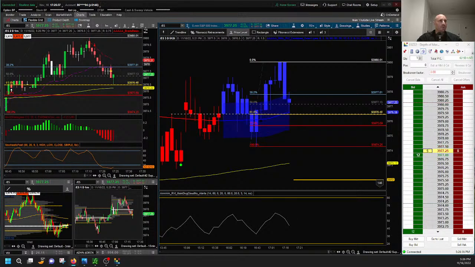I think I had the boom right there. So we just got two more ticks. See that? Perfect. Everything lined up. That confluence.